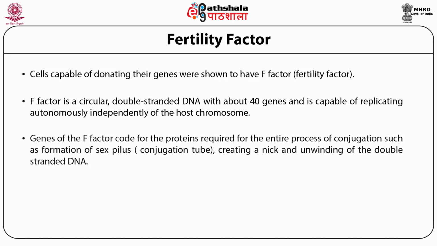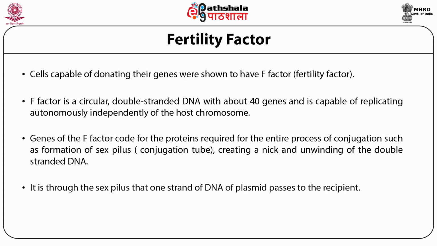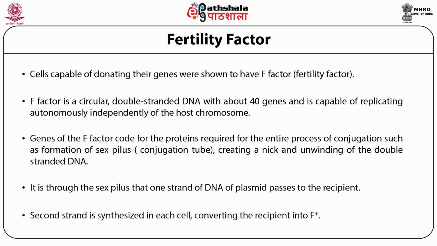Genes of the F factor code for the proteins required for the entire process of conjugation, such as the formation of sex pilus, creating a nick, unwinding of the double-stranded helix. It is through the sex pilus that one strand of DNA of the plasmid passes to the recipient. The second strand is synthesized in each cell, converting the recipient into the F+.